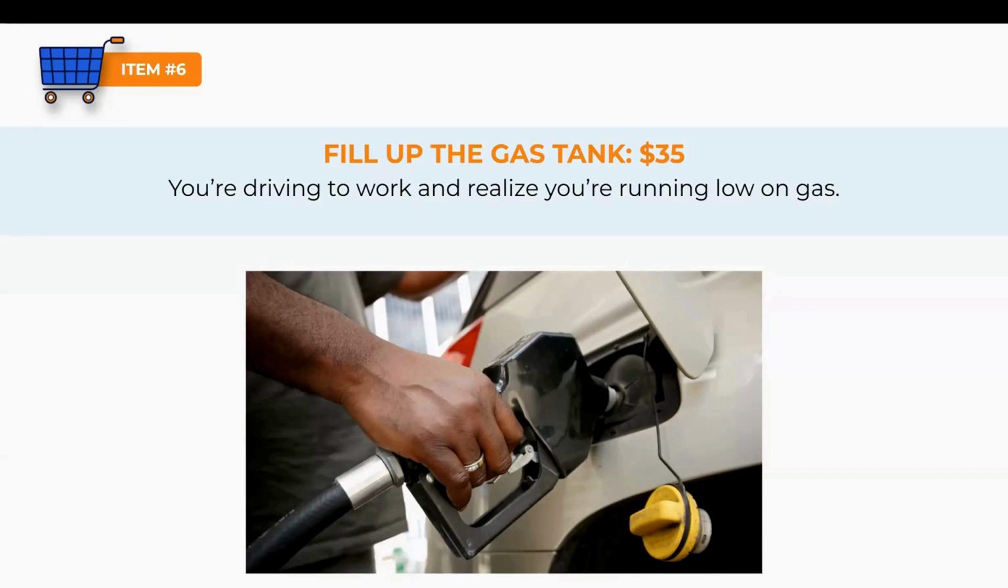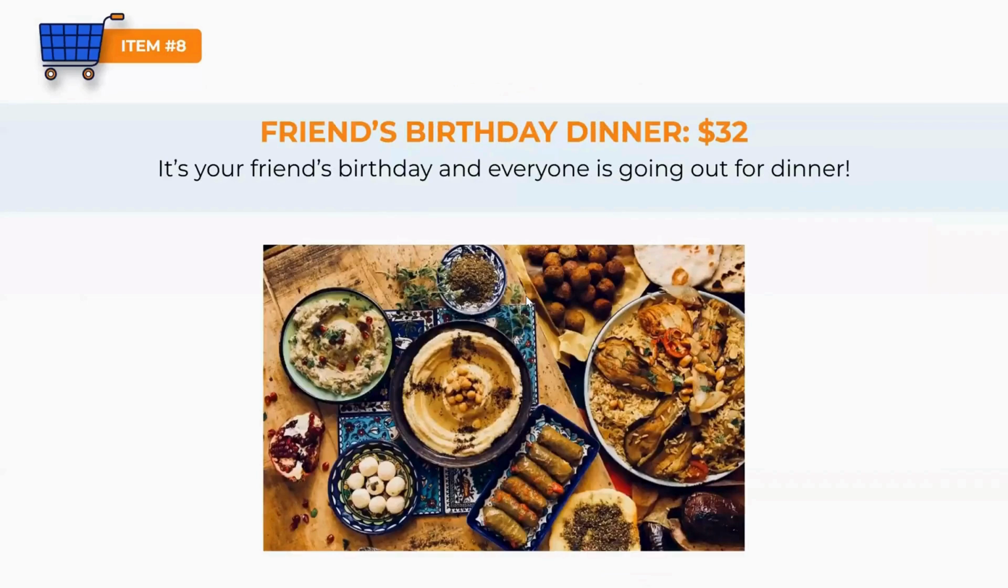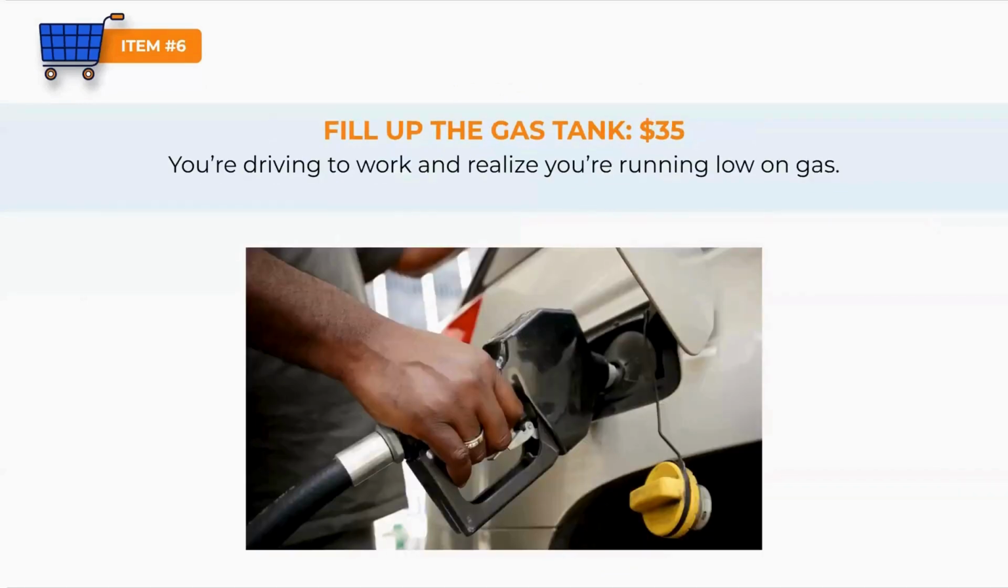If you didn't get gas, by the way, go ahead and pay an additional $55. Oh no, you ran out of gas on the drive home and had to take a taxi from the nearest gas station, buy a gas canister on top of the cost of refilling your tank. If you didn't buy item number 6, write $55 right now as your expense there. So if you did not get gas at item number 6, go ahead and write in $55 instead of $35.